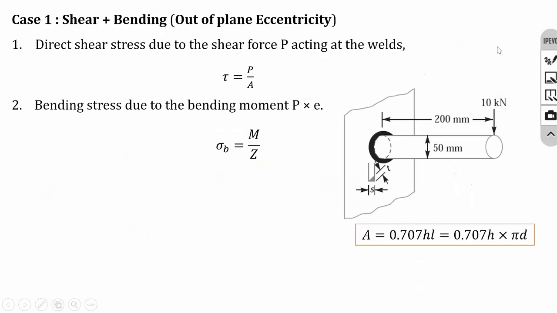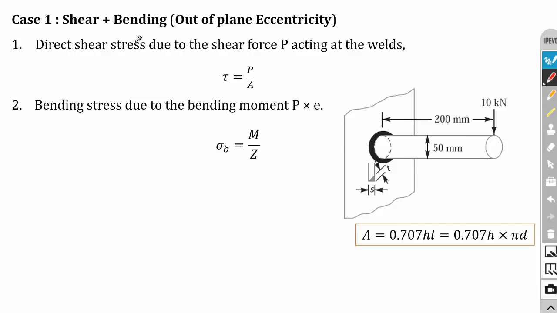So we'll move into case 2. So this is again another example of case 1. Here in the previous problem, the welding is carried out in a square region. Here it is carried out in a circular region. Okay, so there is no difference. The welding is there in this plane and the load is acting at a different plane. So eccentricity is there and both are acting at a different plane. So it comes under case 1, that is out of plane eccentricity. Okay, so here also it is case 1, the same shear plus bending.